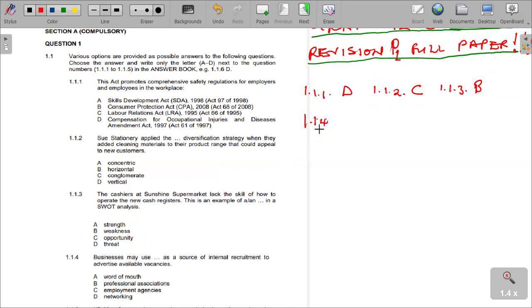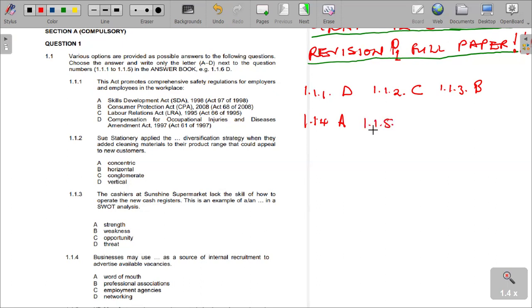So we are saying number 1.1.4, word of mouth, which is A. Professional associations can be external, whereby the business outsources or gets employees from outside. Employment agencies are individuals or organizations used to identify potential employers and employees, linking them together, hence it is external. Networking, again, is external, as a business connects with other business organizations or stakeholders outside in terms of broadening its operations.